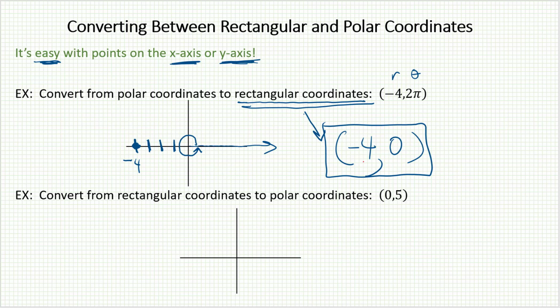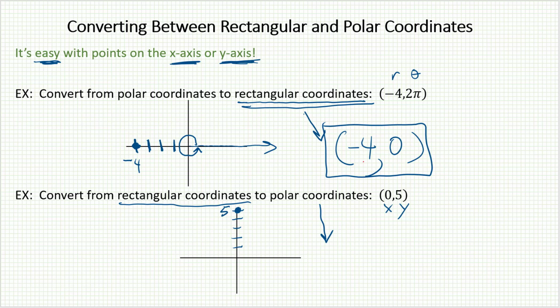Here's another one. Let's try to go the other direction. This says we're starting with the rectangular coordinates this time. So this is an x and a y. And we want to write down the polar coordinate name. Well, let's plot the point. 0, 5 would be right here. I want to write down a polar name for that point.